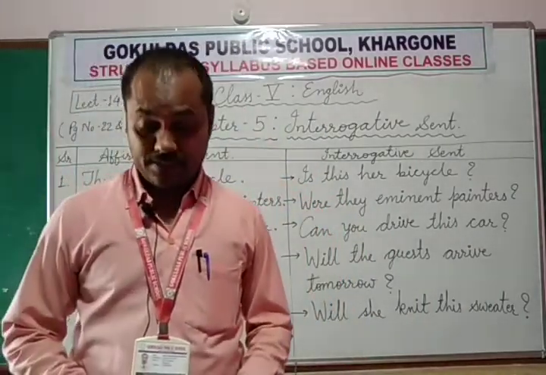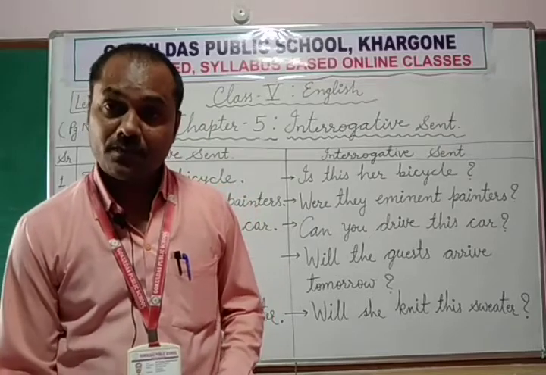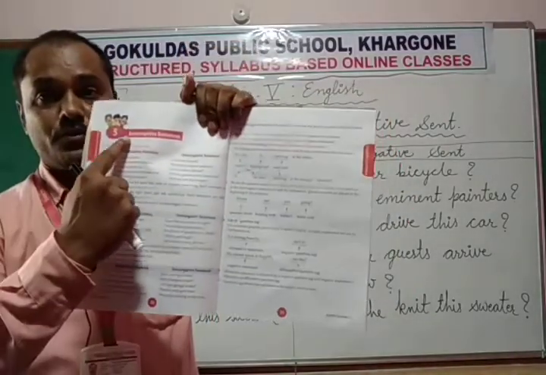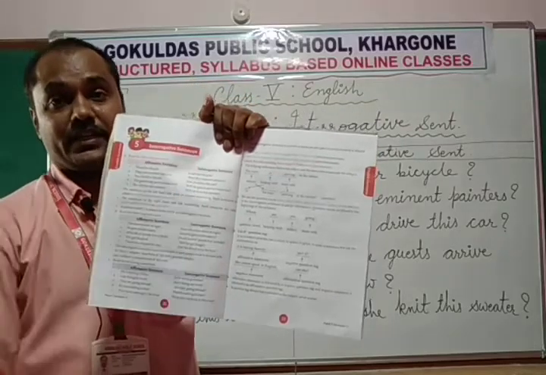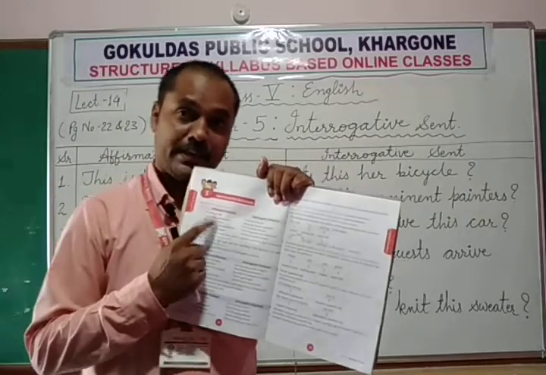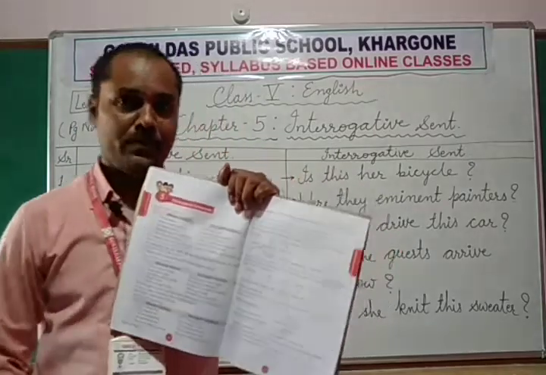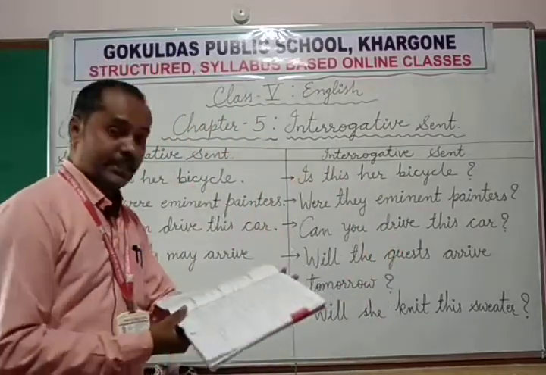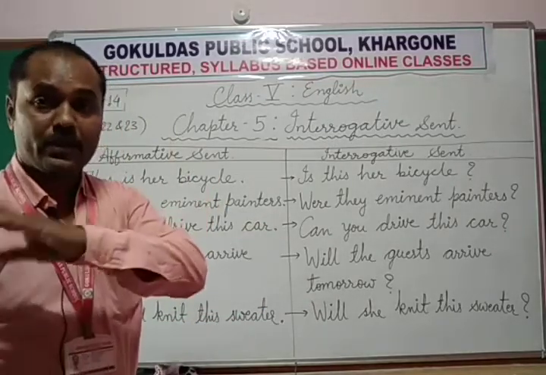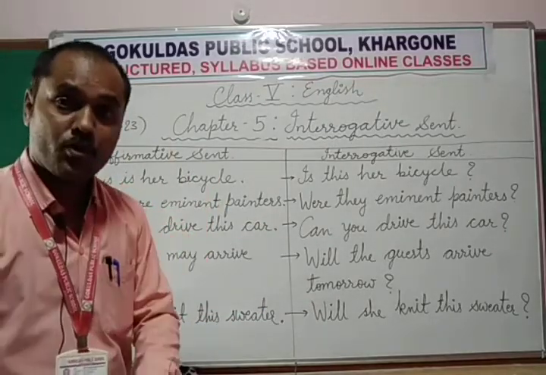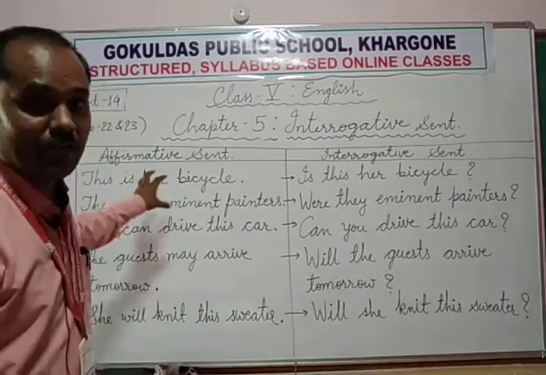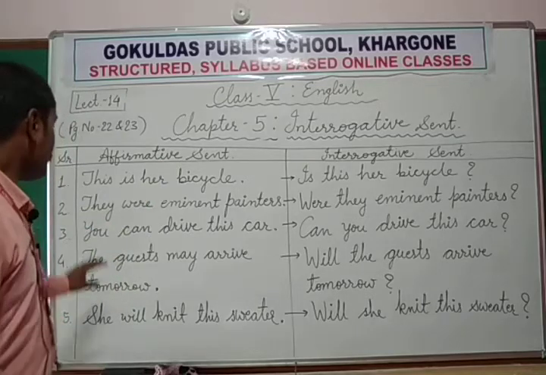interrogative sentence. Look into your book on page number 22, chapter number 5, interrogative sentence. Now we are reading, studying this table A. Okay, this table A I have copied down on the board to make you understand. You can see it in your book, I am teaching you on the board. The same sentences I have written here.